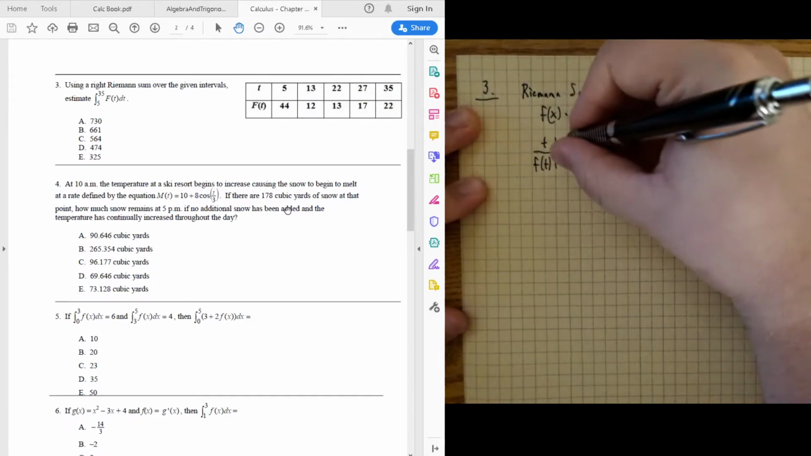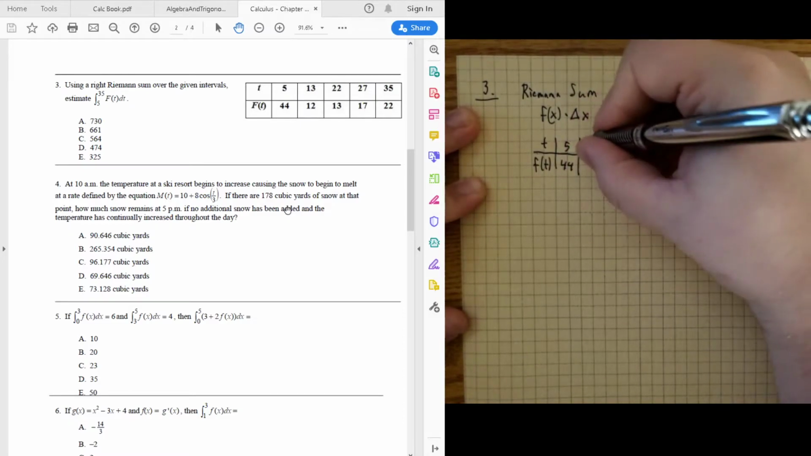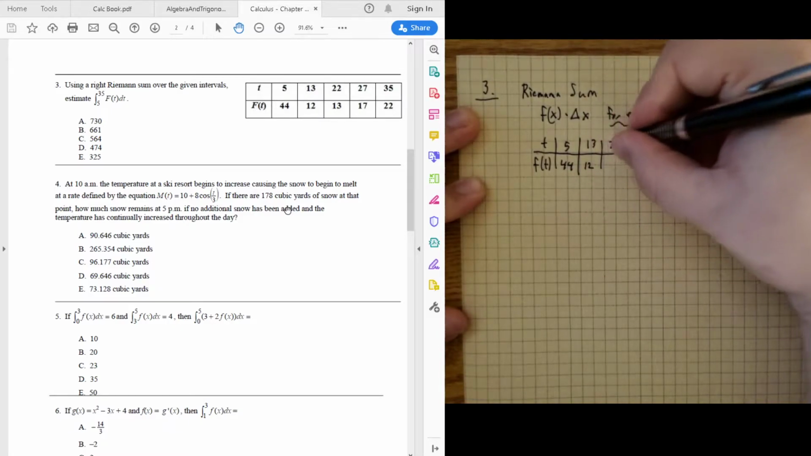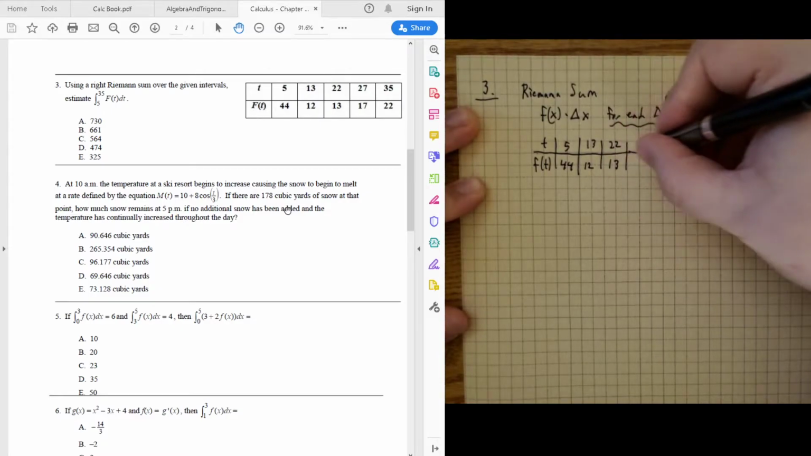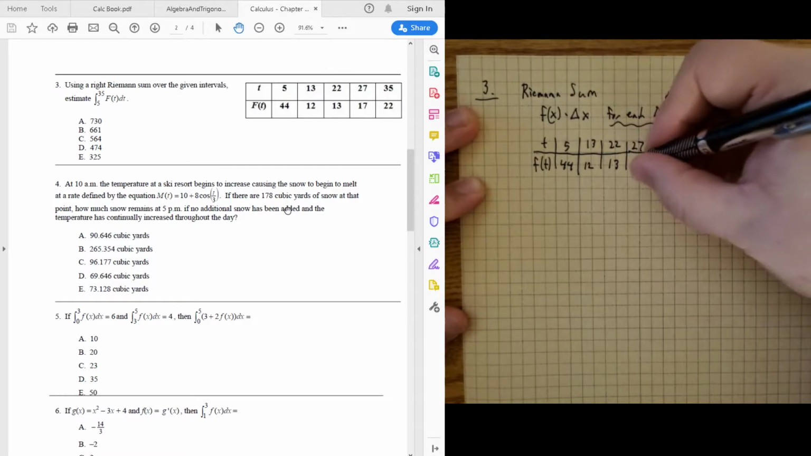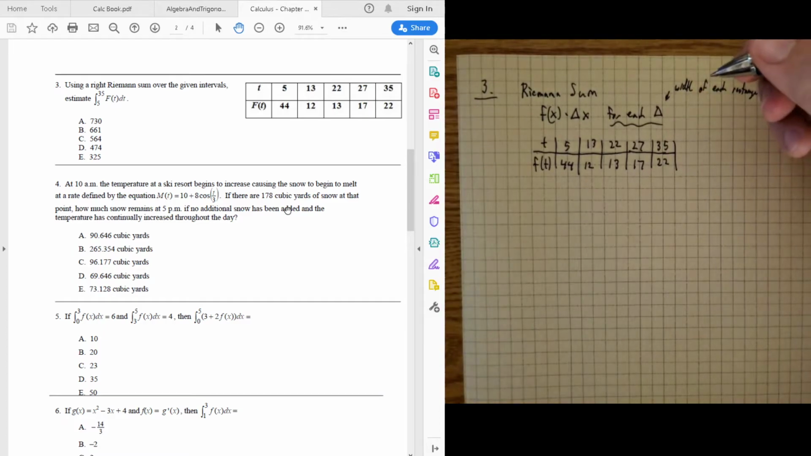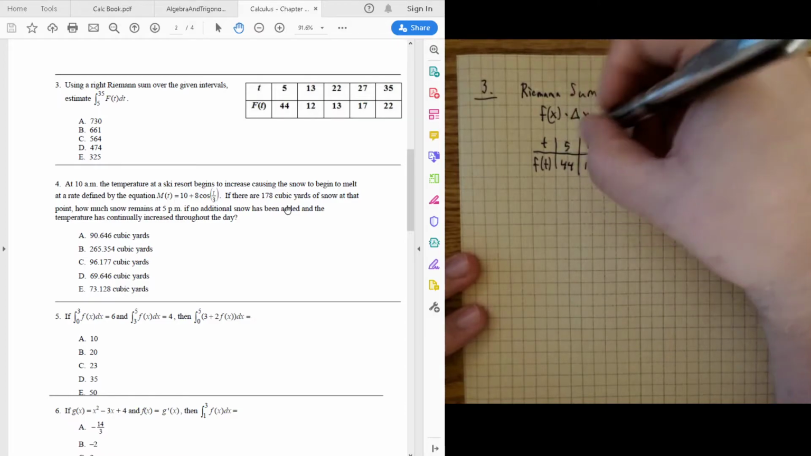We have the first point is 5, 44. The second point is 13, 12. Then we have 22, 13. 27, 17, 35, 22. Okay. So remember, your delta is defined as the difference between these two values.